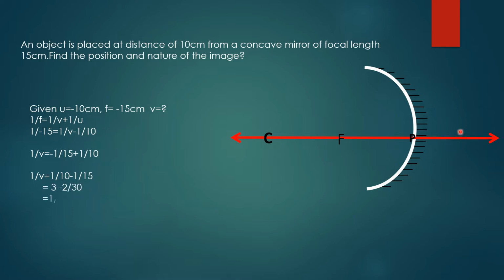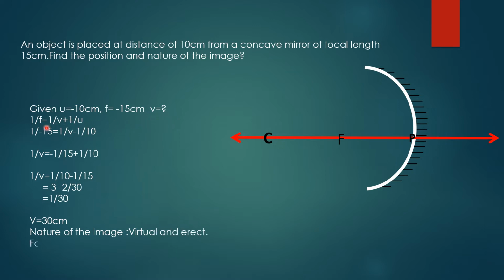At the same time, you are measuring the focal length from the pole. This is the direction of the focal length you are measuring, but this is the direction of the incident ray. So you are measuring the focal length in a direction opposite to the direction of the incident ray. So f is equal to minus 15 centimeters. Now you are asked to find v.